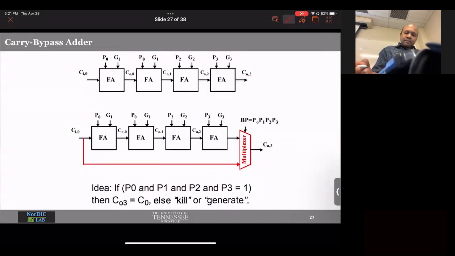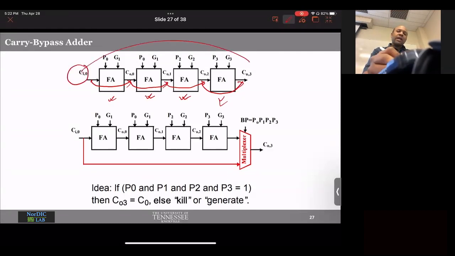The fact is, imagine if your propagate signal is 1, then this guy will propagate the carry. If the next propagate signal is 1, then this guy will also propagate the carry. Next propagate signal is 1, this guy will also propagate the carry, and so on. Make sense? When can I say that the initial carry will be finally propagated to the last stage? When the first propagate, and second propagate, and third propagate, and fourth propagate, all of them are 1. Make sense? Then I should bypass the carry.